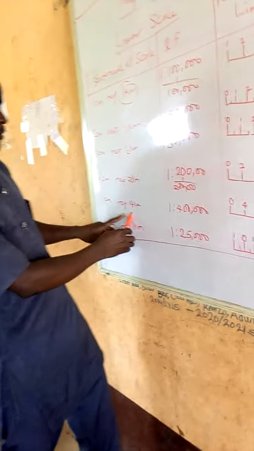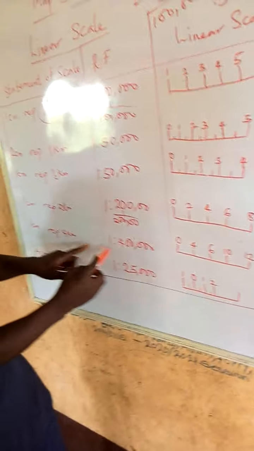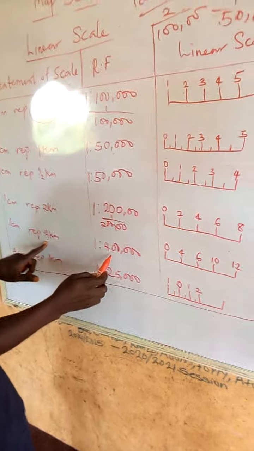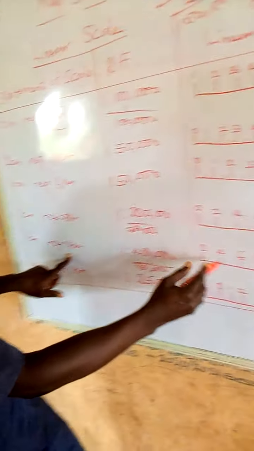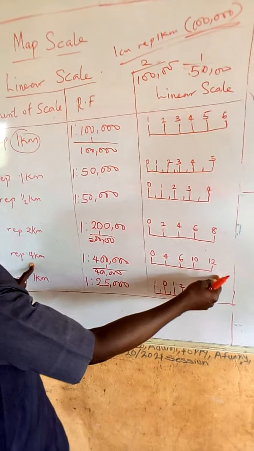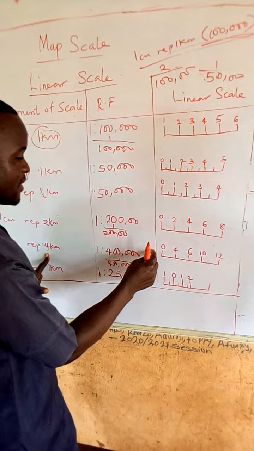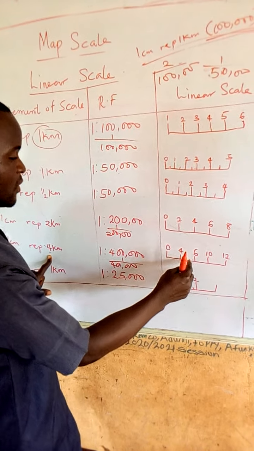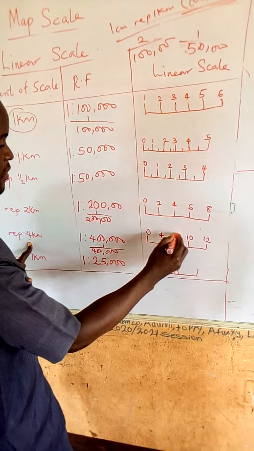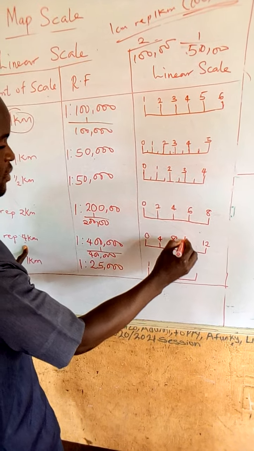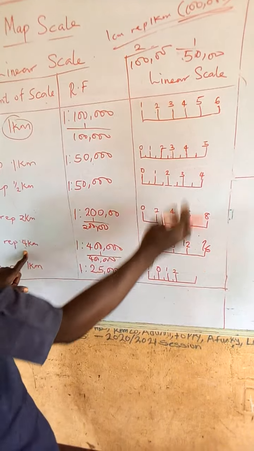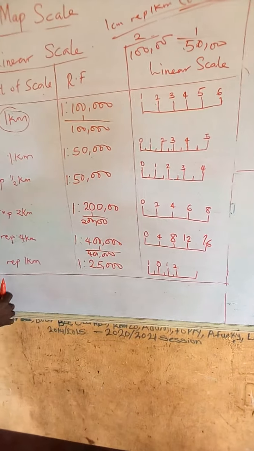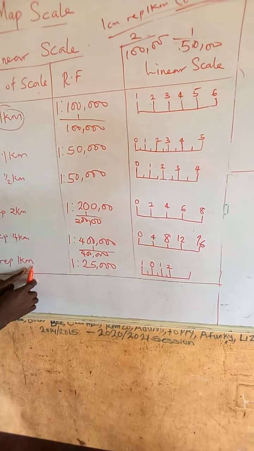Look at this example. 1 centimeter rep 4 kilometer is the same thing as 4 times 100, that is 400,000. 1:400,000 or 1 all over 400,000, which means if you go to the linear here, straight line here, the second minus the first one, the third minus the second, the third minus the second is 8, and this one minus this one is 12, and this one minus this one is what? 16. When you minus all this, you have what? 4.